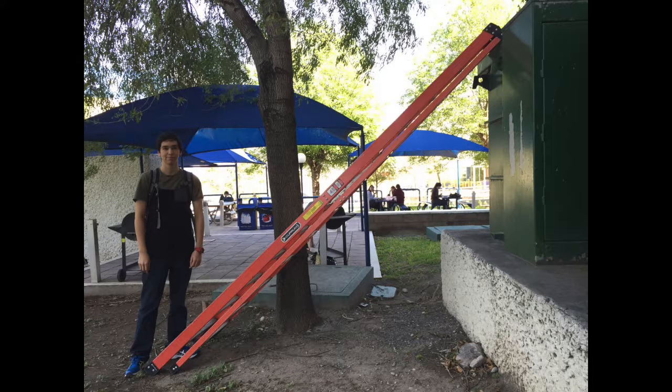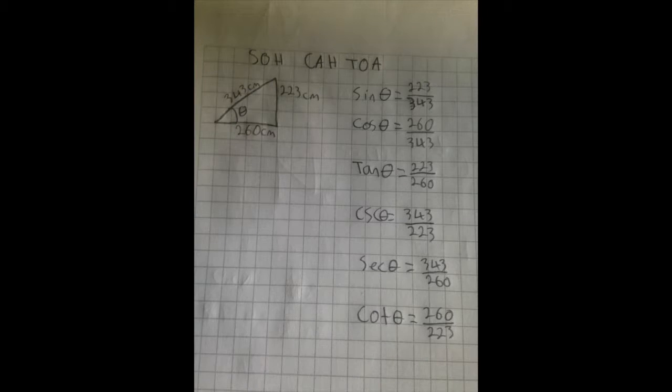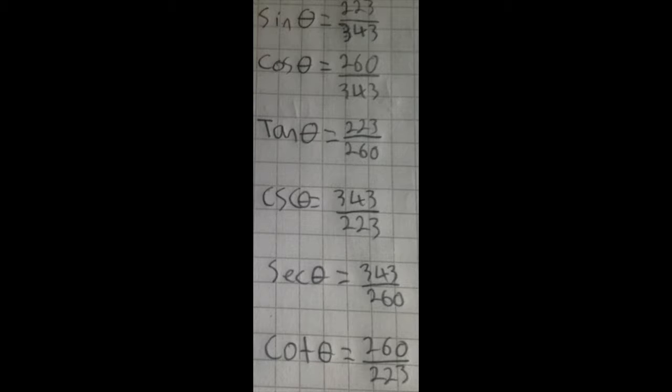For this part, I had to find the six trigonometric functions of angle theta. I had to find sine, which is opposite over hypotenuse, cosine is adjacent over hypotenuse, tangent is opposite over adjacent, cosecant is the inverse of sine, the secant is the inverse of cosine, and the cotangent is the inverse of tangent.